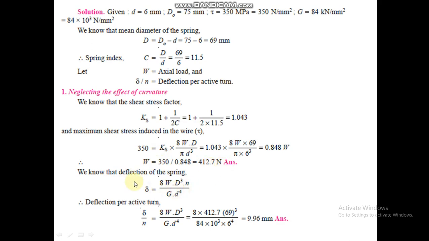Similarly, you need to find the deflection, so apply the formula for deflection. These formulas we have derived in the previous video: 8WD cube N by Gd4. From this formula, you need to calculate delta by N, and you have to put the values of W, D, G, and d. So your answer will be 9.96.